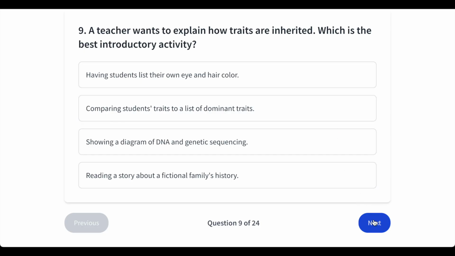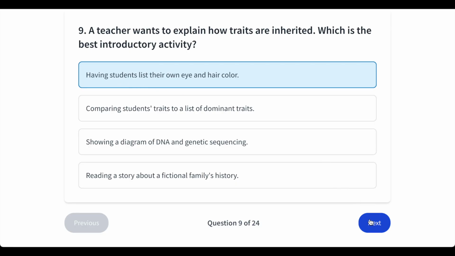All right. Question number 9 asks, a teacher wants to explain how traits are inherited. Which is the best introductory activity? I'm going to go with answer option A, having students list their own eye and hair color, because it connects the abstract concept of heredity to the student's own observable traits.